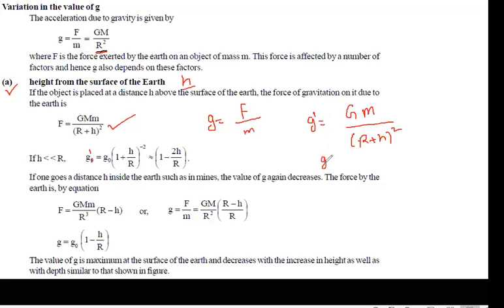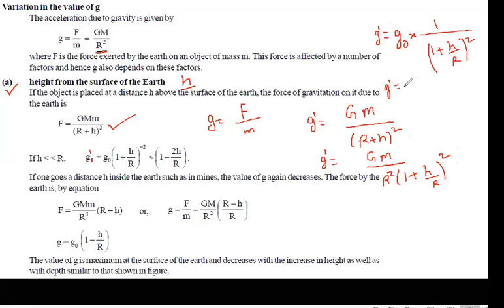So can I say that g dash can be written as G M by, now take R common from here, so we will have R square, and I'll be left with (1 plus h by R) whole square. There's a small maths here. Got it? So I can write G dash is equal to, now G M by R square is nothing but g naught, into 1 by (1 plus h by R) whole square. This is basically g dash is equal to g naught (1 plus h by R) to the power minus 2. Till this point everyone is clear? Raise your hand. Yes, very good.